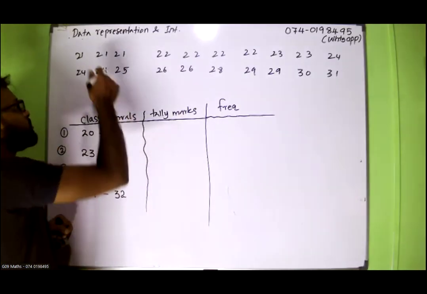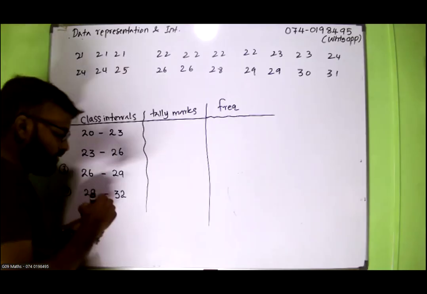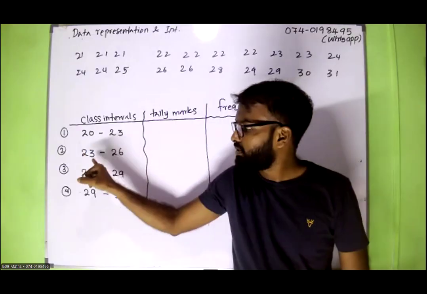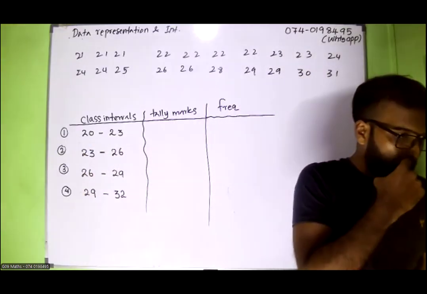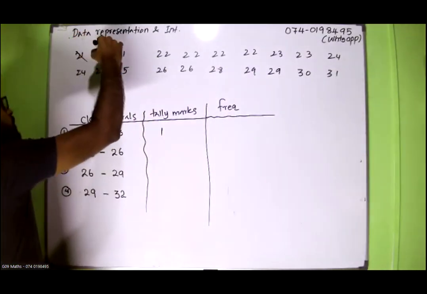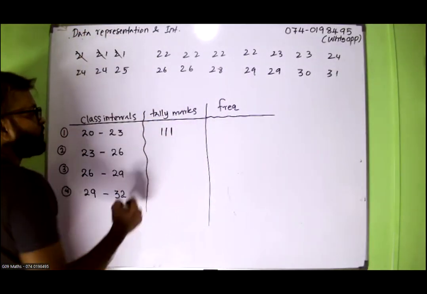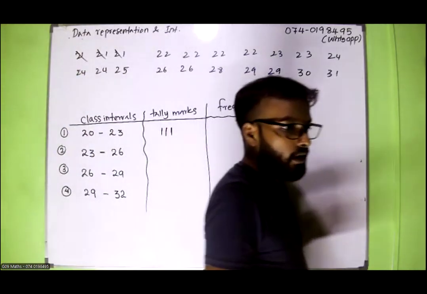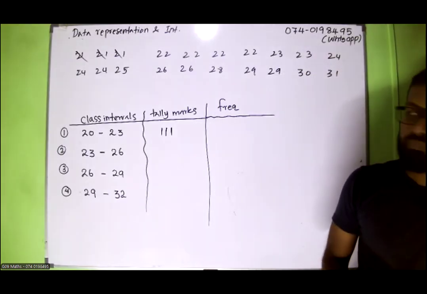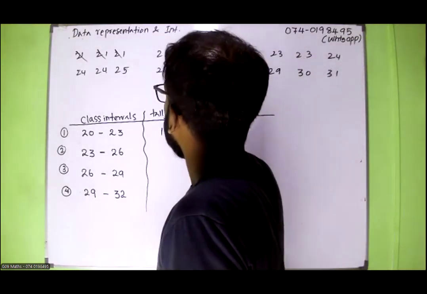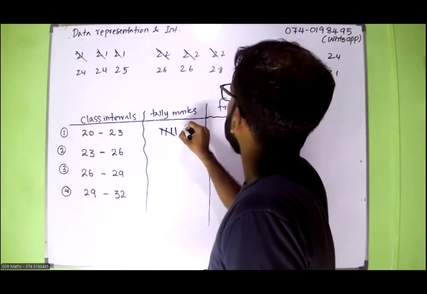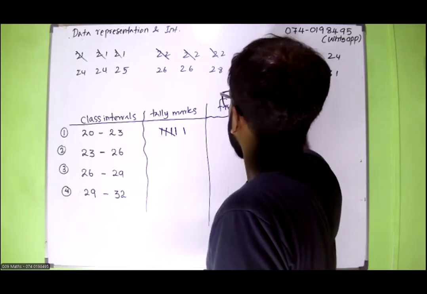Right. So the first value is 21. Hiruja, what is the class interval that I can put? First one, second one, third one, fourth one? First one. Okay. So 21, 21, 1, 2. Right. 22. First one. Okay, first one. 3. 1, 2, 3, 4.